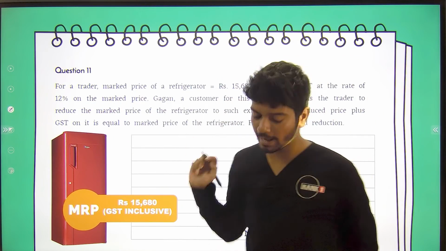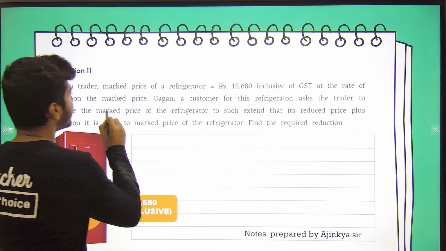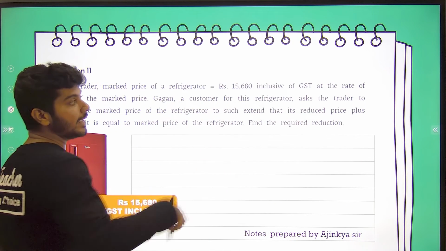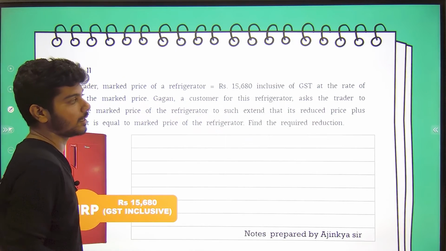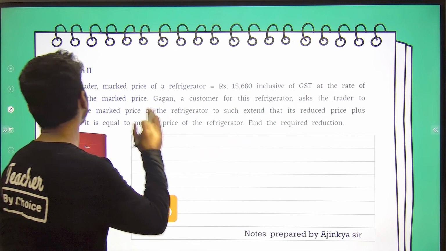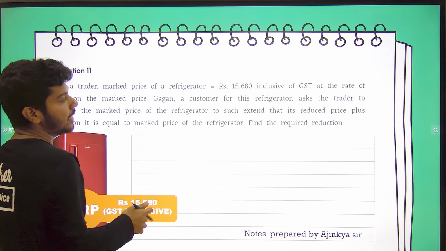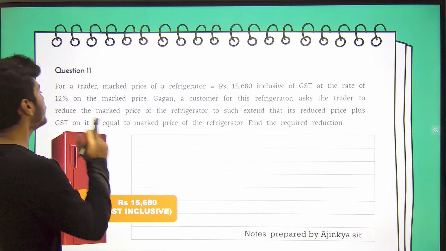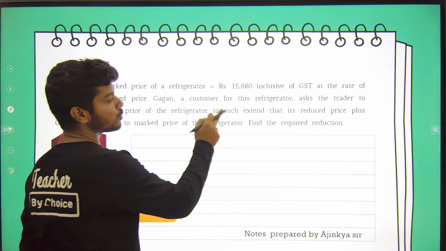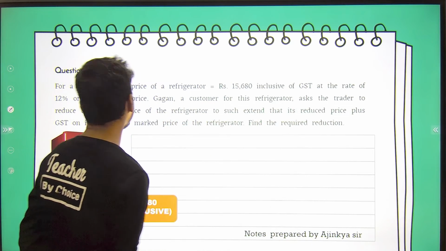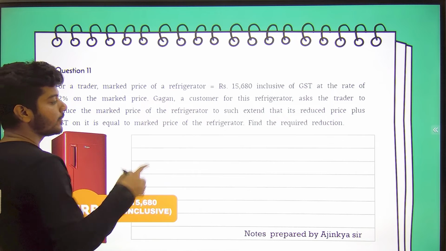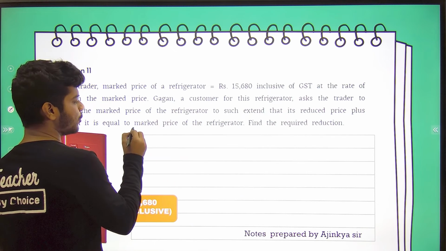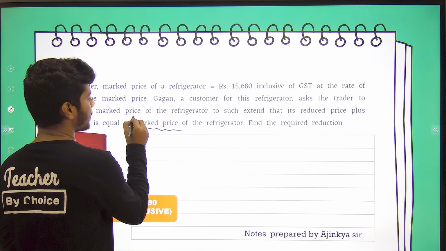I'm reading it for you. For a trader, the marked price of a refrigerator is rupees 15,680. This is inclusive of GST at the rate of 12% on the marked price. Gagan, a customer for this refrigerator, asks the trader to reduce the marked price of the refrigerator to such an extent that its reduced price plus GST on it is equal to the initial marked price of the refrigerator. You can write it here, initial marked price.